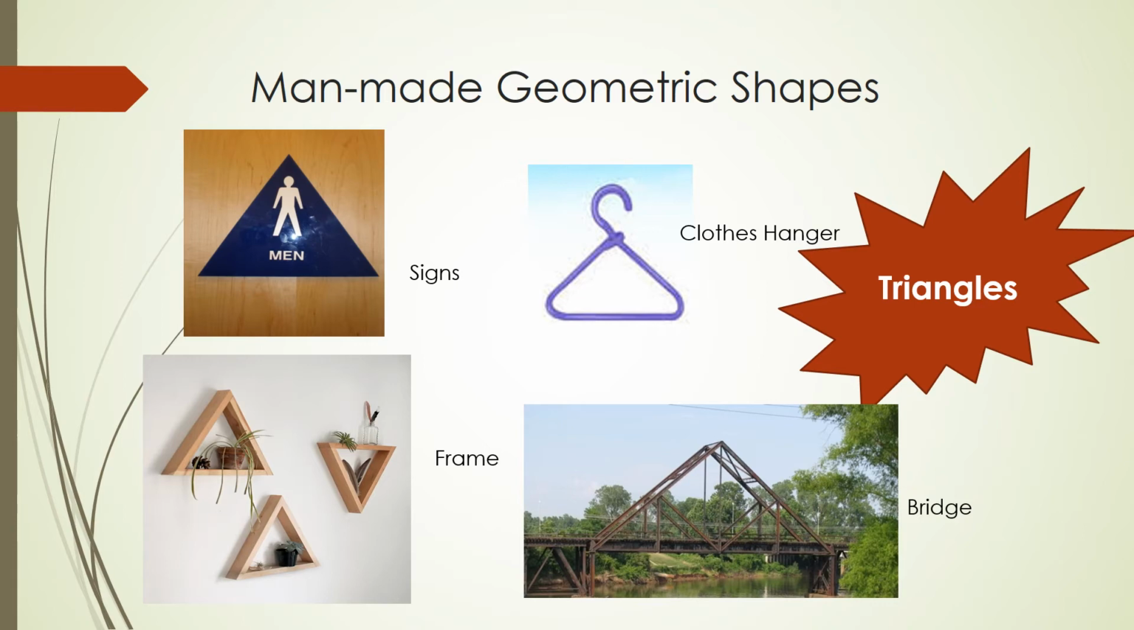I have a clothes hanger here. Do you have a clothes hanger in your home? Does it look like a triangle too? Take a closer look at the bridge. Do you realize that the sides of the bridge have the outline of a triangle? If you can identify all these shapes, you are indeed a superstar. Excellent work so far, boys and girls.